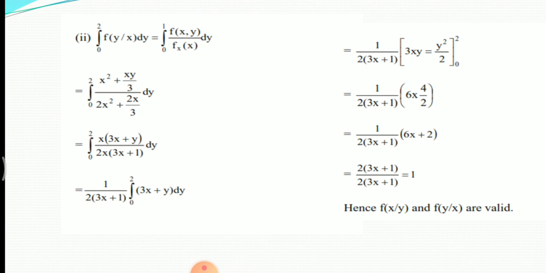Similarly, f of y given x is the same thing, f of x comma y divided by f_X(x). You get the same answer, equal to 1. So both f of x given y and f of y given x also give the same answer, equal to 1. Therefore, the given question is valid. The statement is valid.